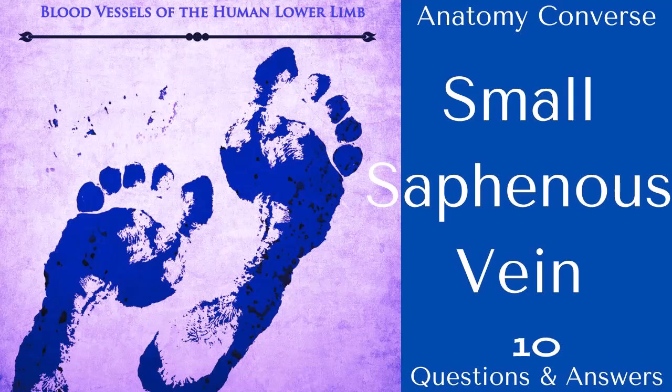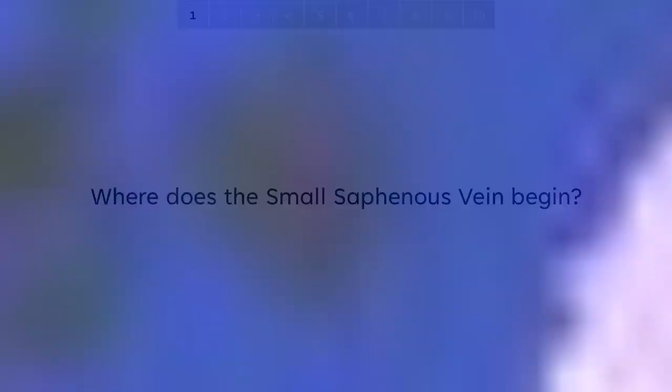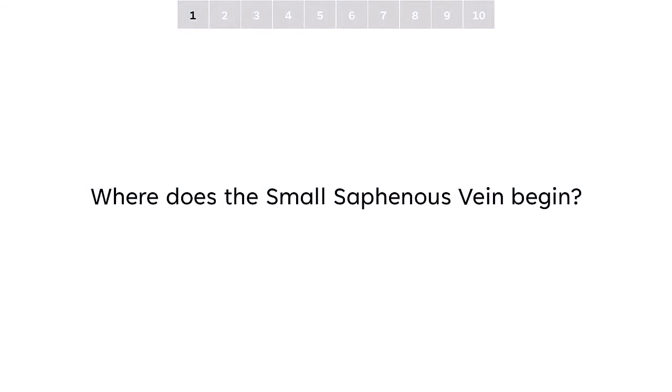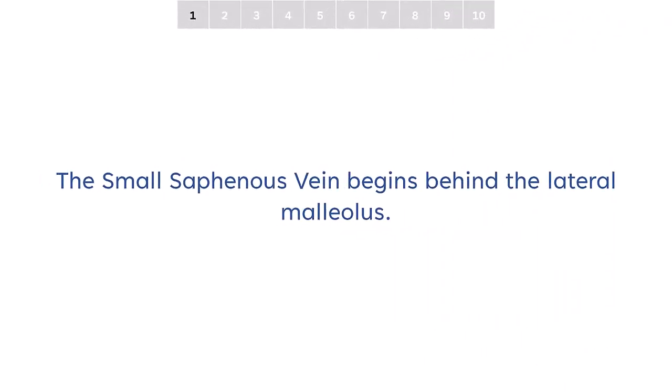Small saphenous vein anatomy. 10 questions and answers. Where does the small saphenous vein begin? The small saphenous vein begins behind the lateral malleolus.